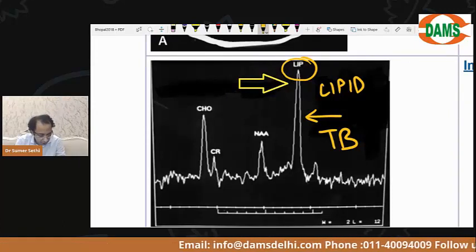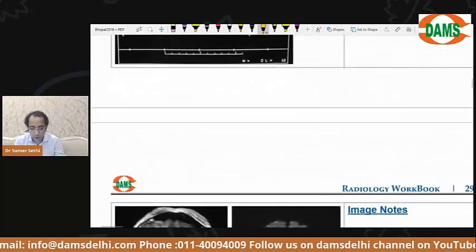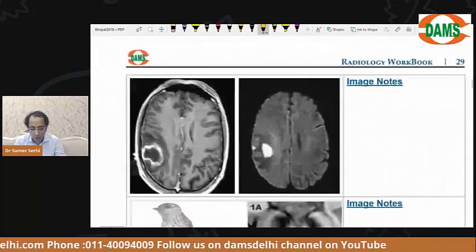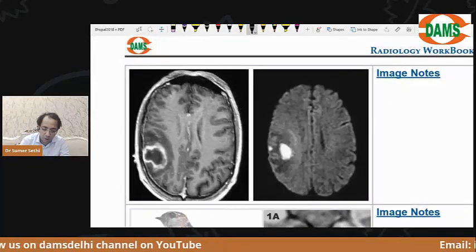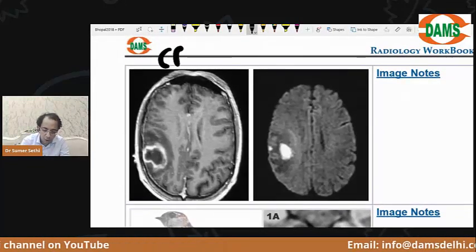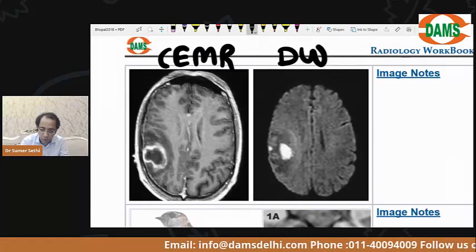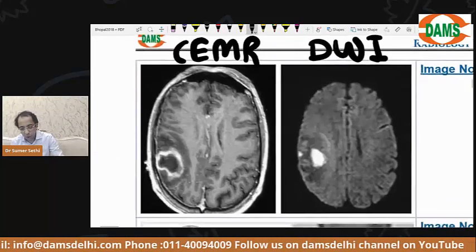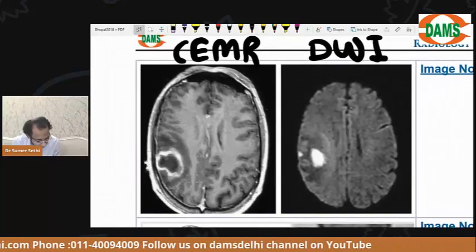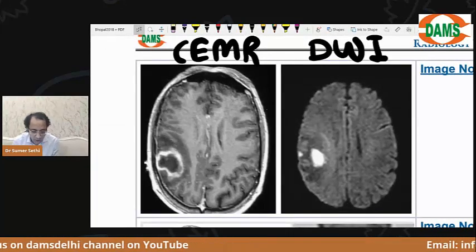Are you clear with this or not? Everybody understands the concepts? Okay, very good. Now my question is, let's see if you can answer. Now a very difficult MD level question is coming your way. Contrast enhanced MRI, diffusion weighted MRI. Okay, what do you see in both of them?